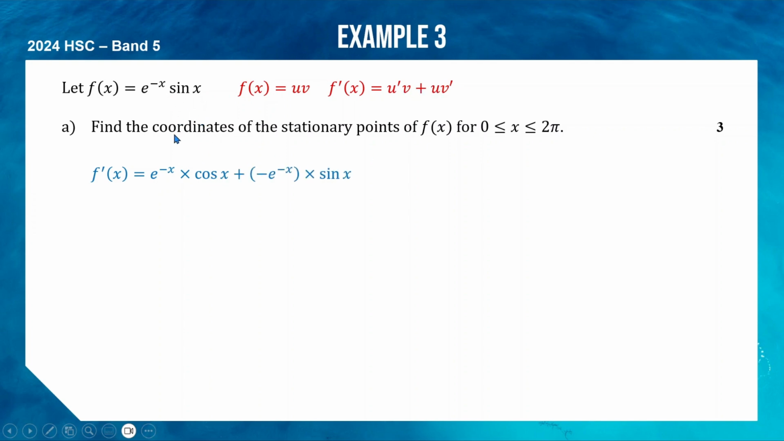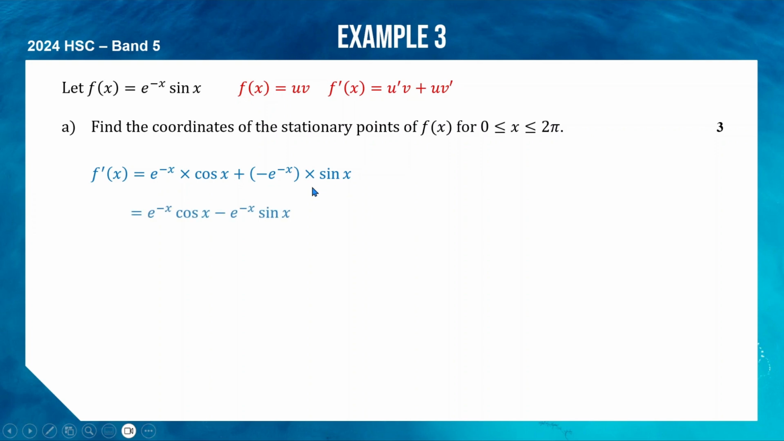Now we're going to do a plus, and for the second part, we are going to leave the sine x alone, and we are going to differentiate the e to the negative x. And a reminder, to differentiate e to a function, you leave it as is, but you multiply it by the derivative of the power. And the derivative of negative x is negative 1. That's why my e to the negative x is being multiplied by negative 1. Okay, so that's our product rule in show.